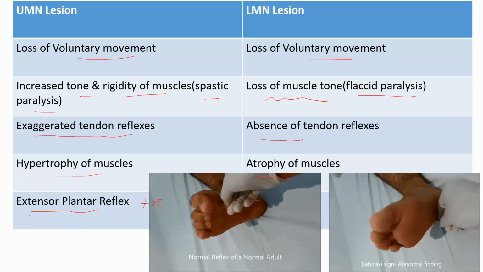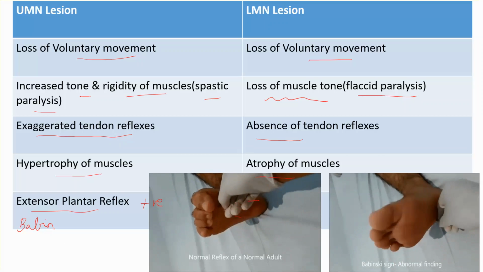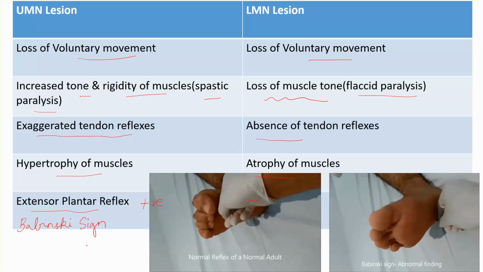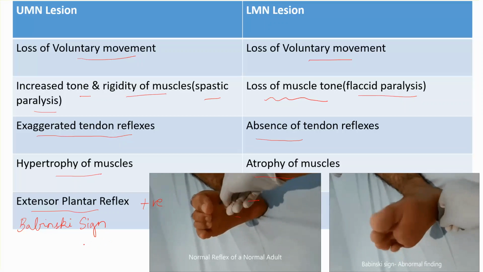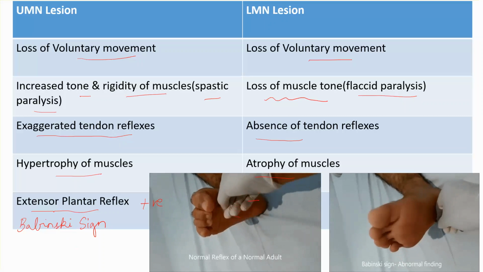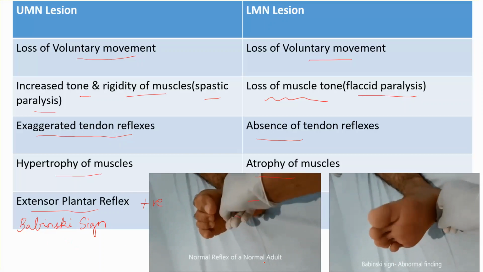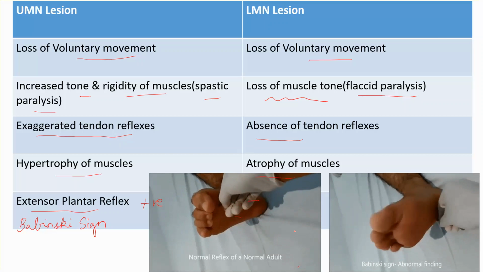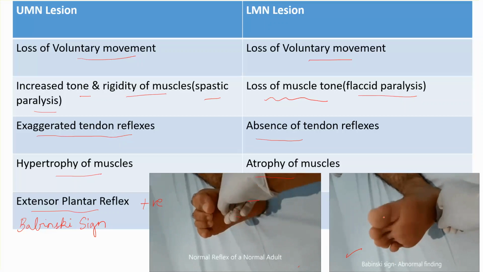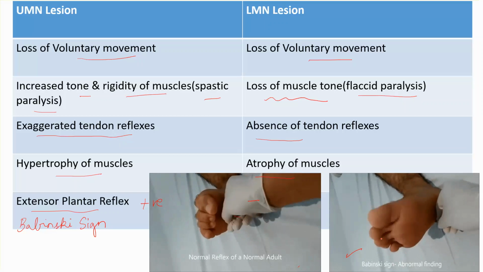Now you can see a positive Babinski sign. Extensor plantar reflex is also called Babinski sign. However, it is positive for infants within 1 or 2 years, and it is also seen in upper motor neuron lesion. So when you strike the foot, you would notice that there is upward movement of the first toe and fanning of the other toes. So this is called Babinski sign positive.